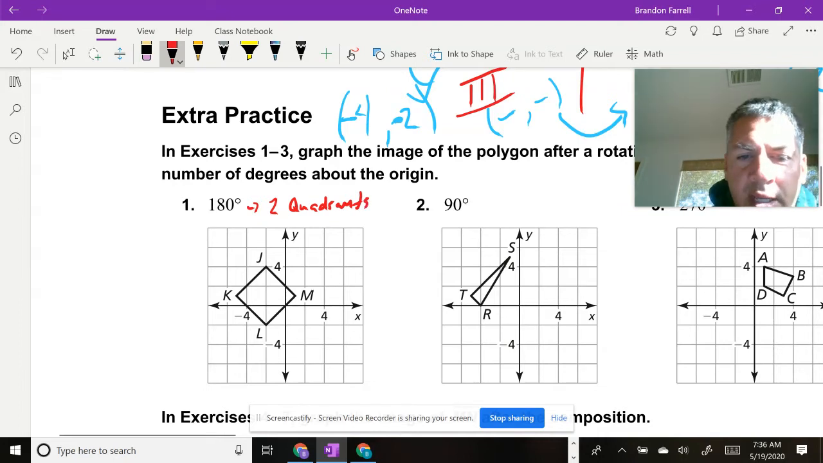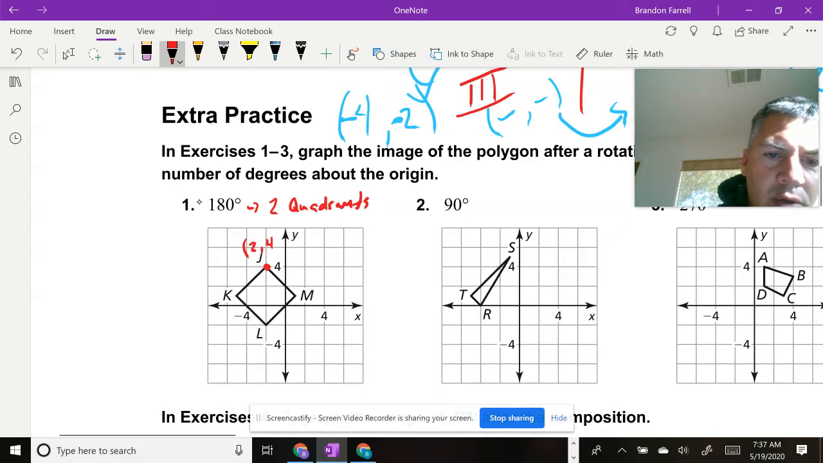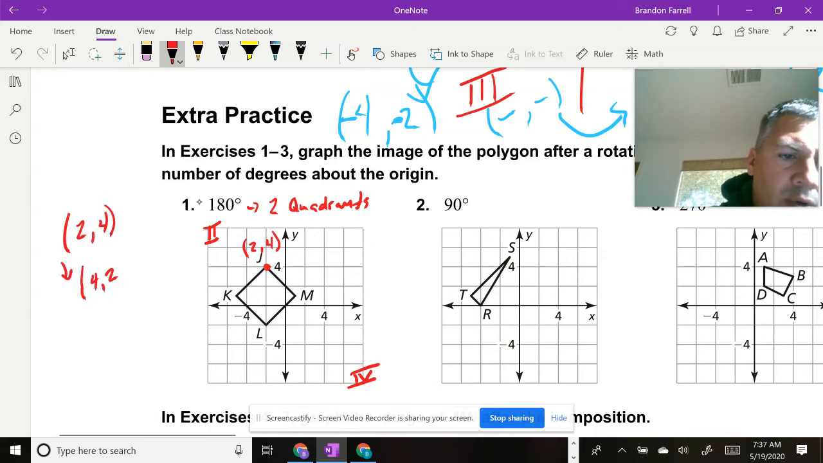2 quadrants in either direction. So for instance, if J is in quadrant 2, J is going to be 2, 4. Well, 180 degrees will go from quadrant number 2 to quadrant number 4. Okay, so that's 2 switches. So we go from 2, 4 to 4, 2 to 2, 4.